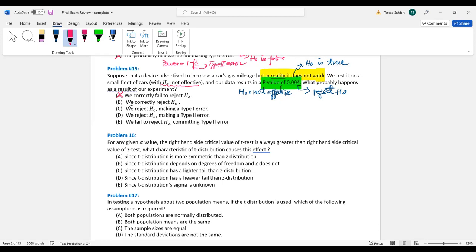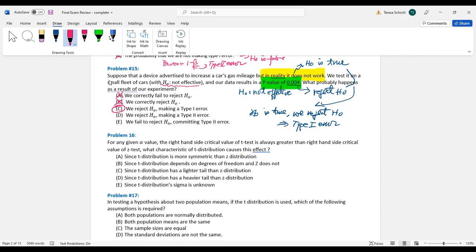But the H0 is true. We reject H0? No, we did not. When H0 is true, we don't reject it, right? So here, we reject H0, making a type 1 error. That's true because when H0 is true, we reject it. If you combine these two statements, H0 is true and then we reject it. We call this a type 1 error. So this one is we reject H0, making type 1.